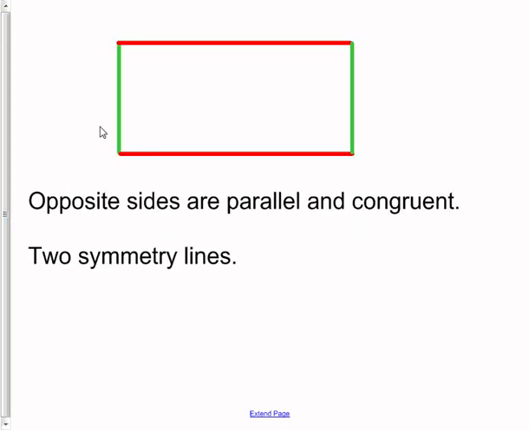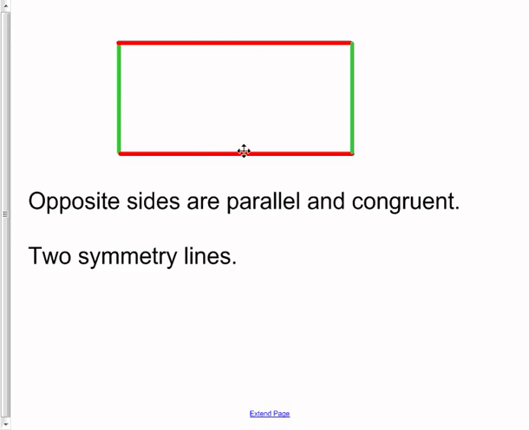Okay, and then let's look at the sides as well. I color-coded them here. The sides of a rectangle are parallel. The green ones are parallel, and they're congruent, so they're the same size, and they'll never touch if you extend them out forever. Same thing with the red ones.